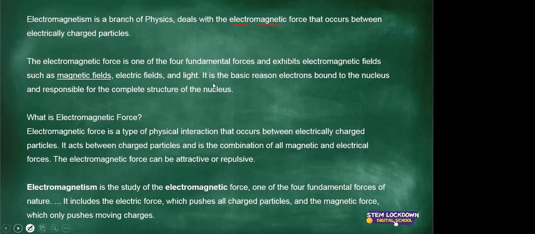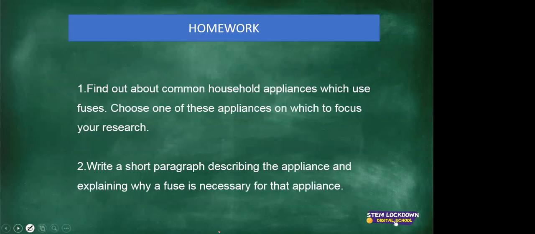Okay, so I have homework for you today. I want you to find out about common household appliances. Choose an appliance that has a fuse, and write it down. Which appliances have a fuse? You can research it and Google these appliances as well, and then write whether it has a fuse. So, common household appliances which use fuses. You can use the internet as well, because I'm sure you won't know off by heart.